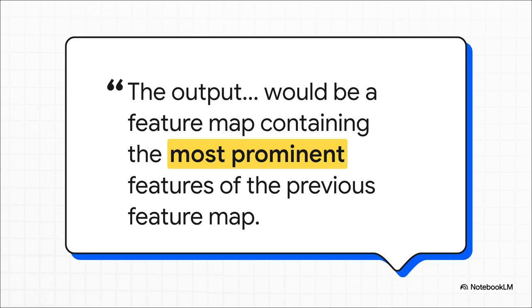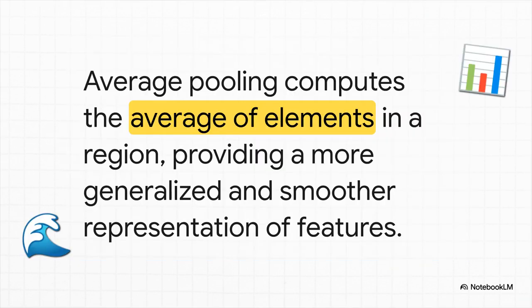So if the network has detected a really sharp edge or a bright spot, max pooling makes sure that information doesn't get lost. It's all about preserving that strongest signal. Okay, but what if you don't care about the single sharpest feature? What if you want more of a general vibe for an area?